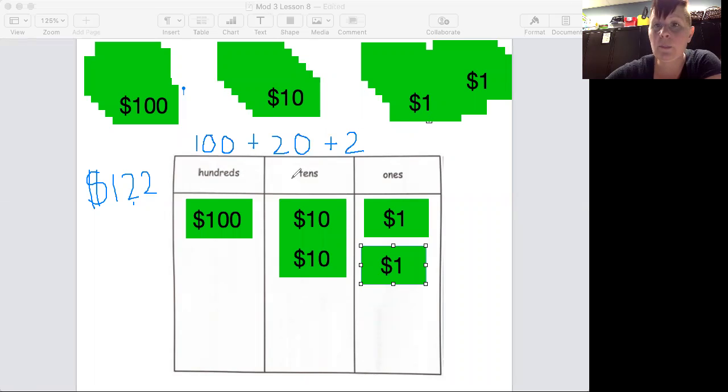So practice with your place value chart, practice with your money, get real comfortable counting within 1,000, don't go higher than 1,000 with your ones, tens, and $100 bills. And then practice making certain amounts of money with as few bills as possible. And if you can master that, you're on a roll.